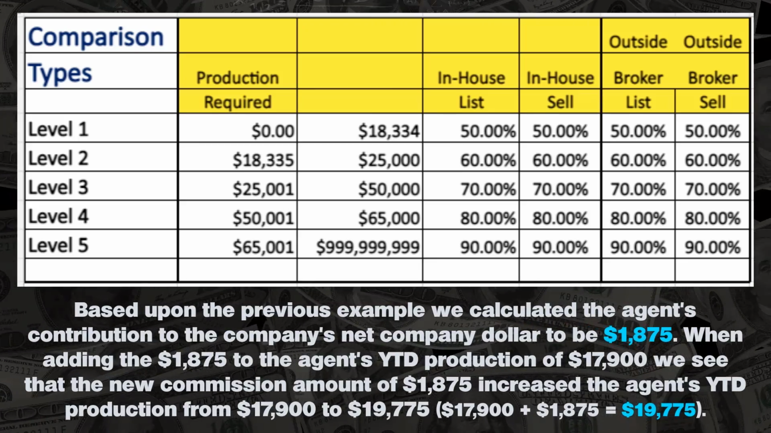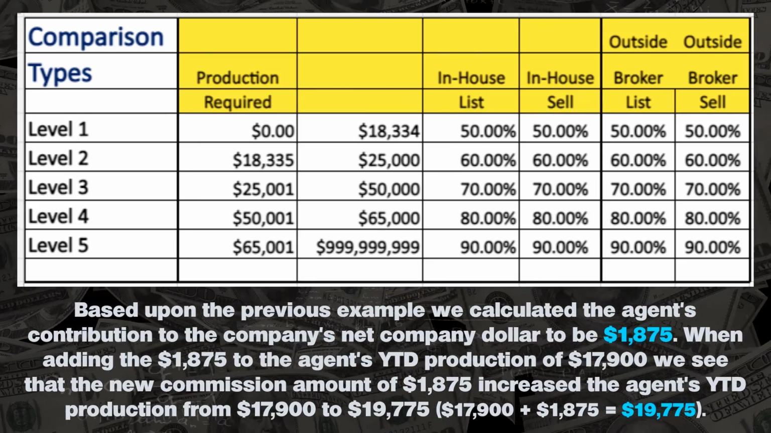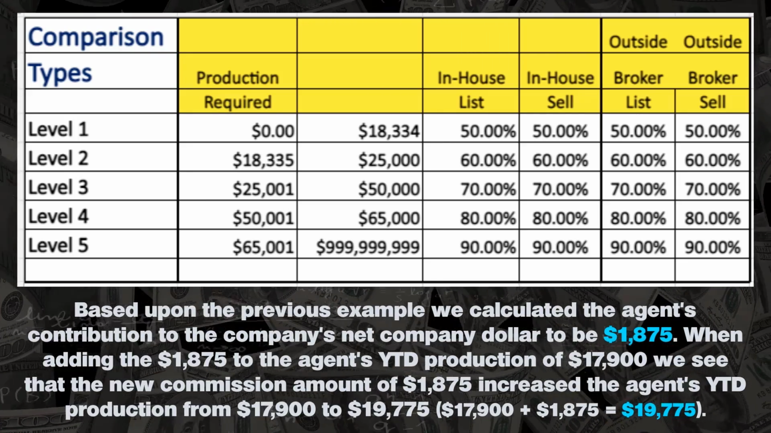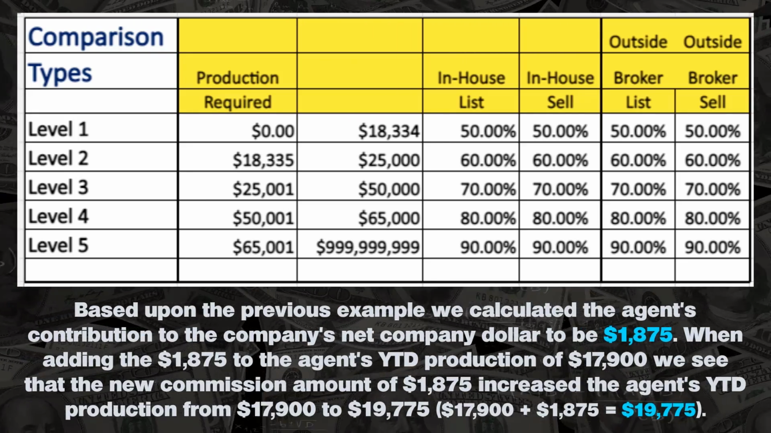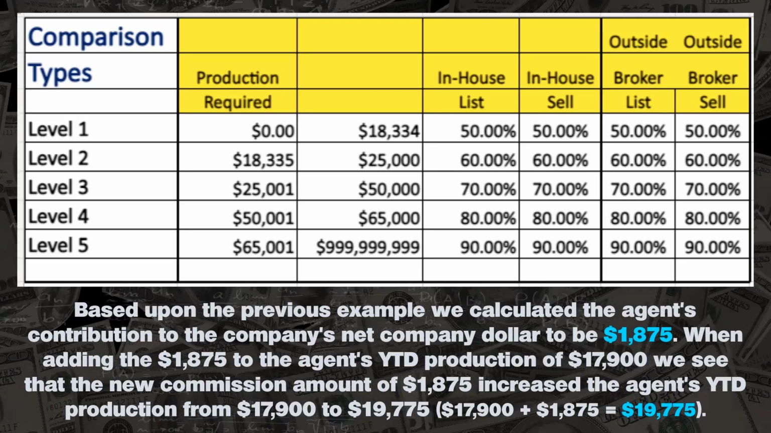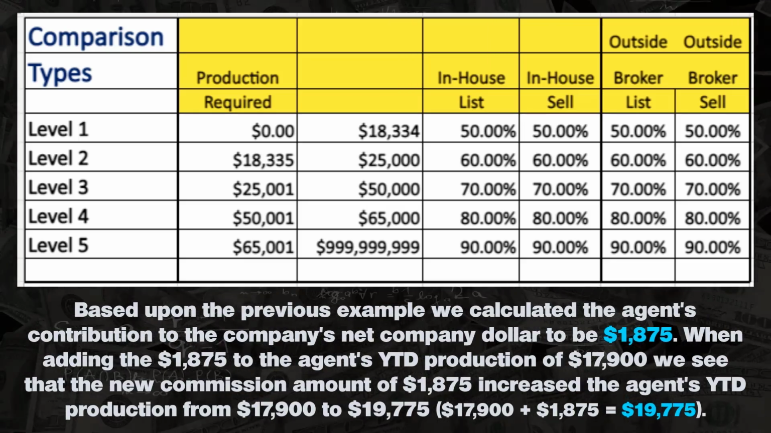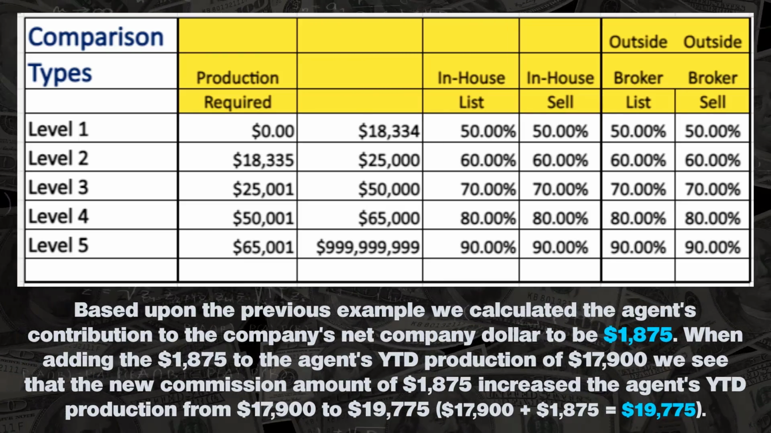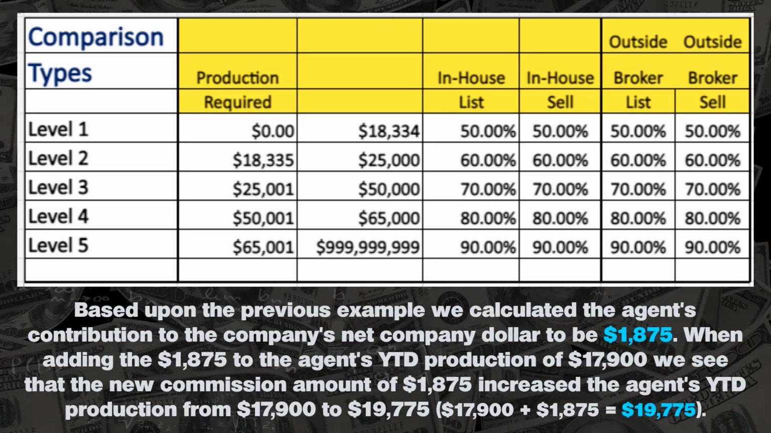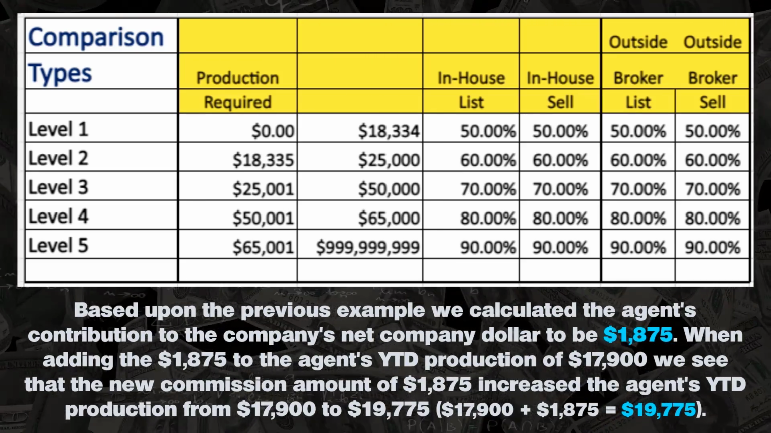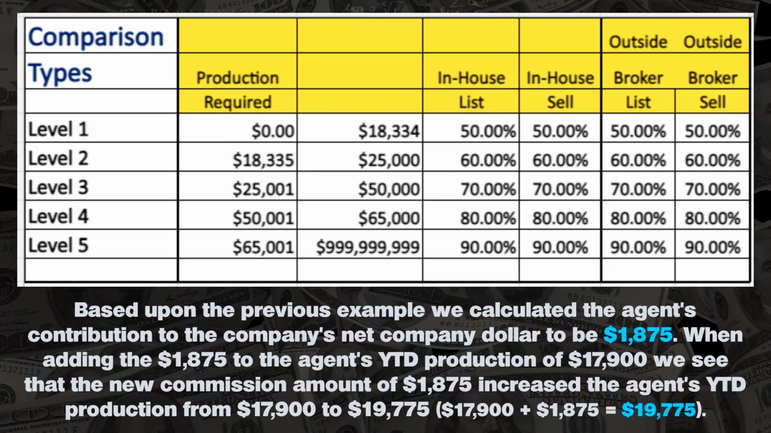Based upon the previous example, we calculated the agent's contribution to the company's net company dollar to be $1,875. When adding the $1,875 to the agent's year-to-date production of $17,900, we see that the new commission amount of $1,875 increased the agent's year-to-date production from $17,900 to $19,775.